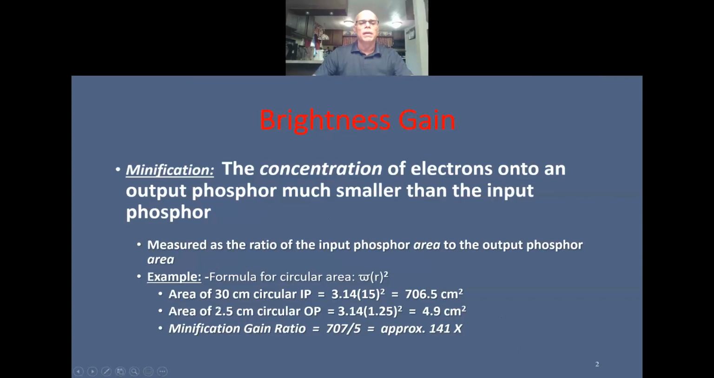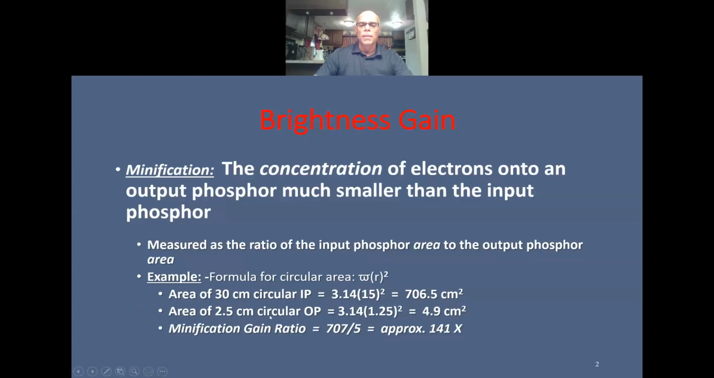So if you have an input phosphor of 30 centimeters, you use the formula pi radius squared. We know pi is always 3.14. Radius, if you remember from your geometry, is half of the overall diameter. So half of 30 is 15. 15 squared times 3.14 gives you 706 square centimeters. It's a lot of area.